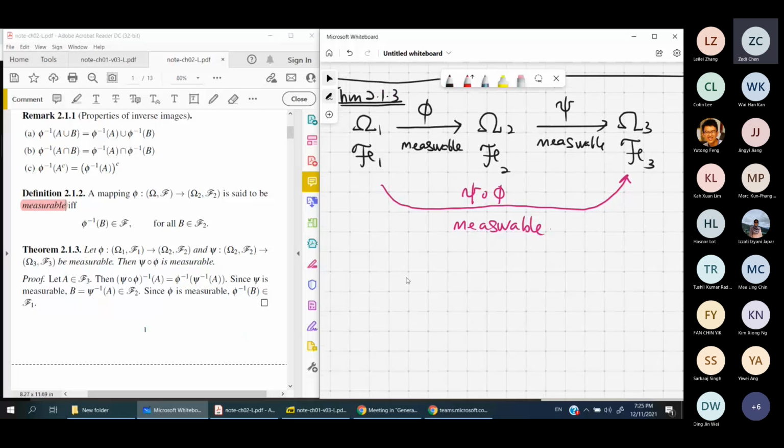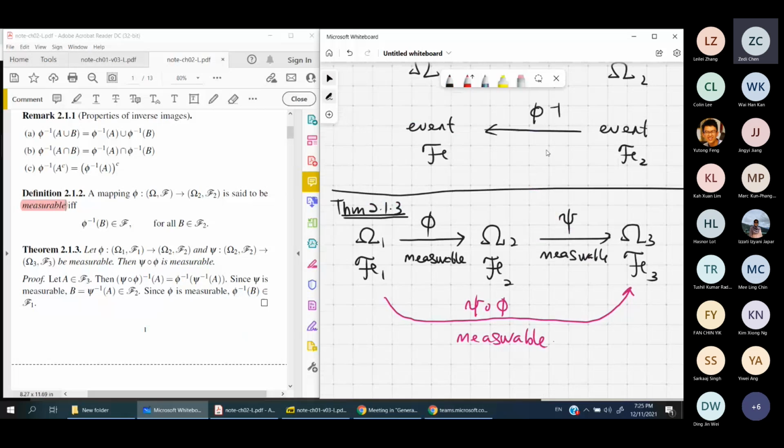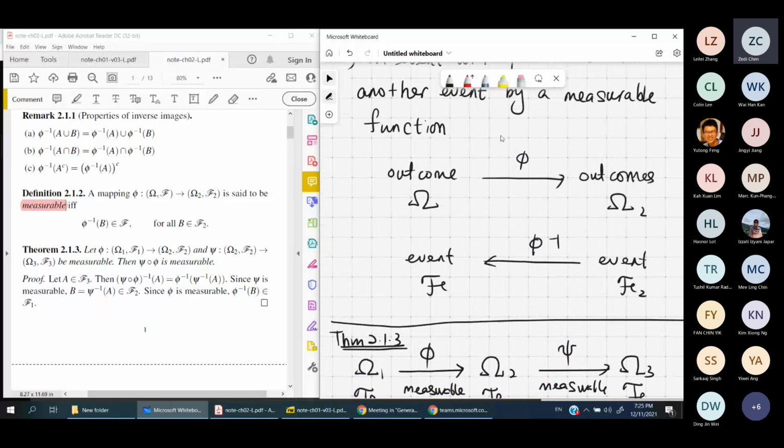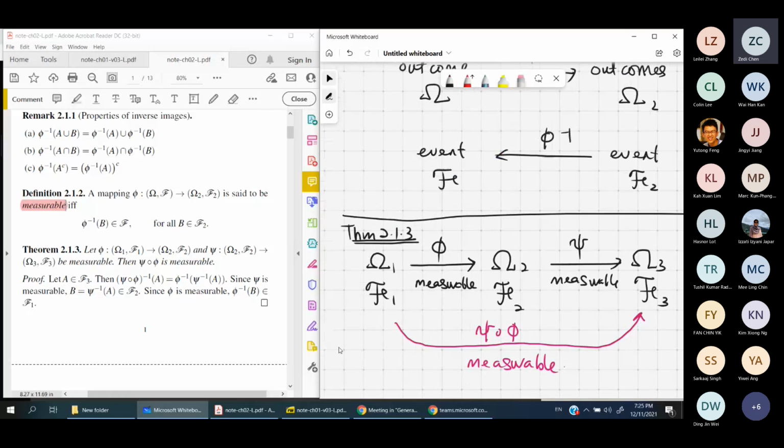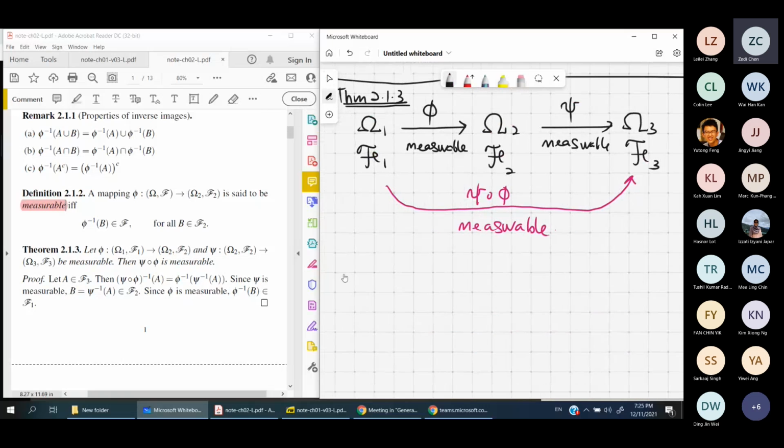Okay, let's look at the idea for the proof. The idea of the proof is not difficult. If this phi is an event, then the inverse process will pull all the events here back to an event here, and so on. So now we come to here. We look at the idea of the proof, or the idea of the theorem, like that.